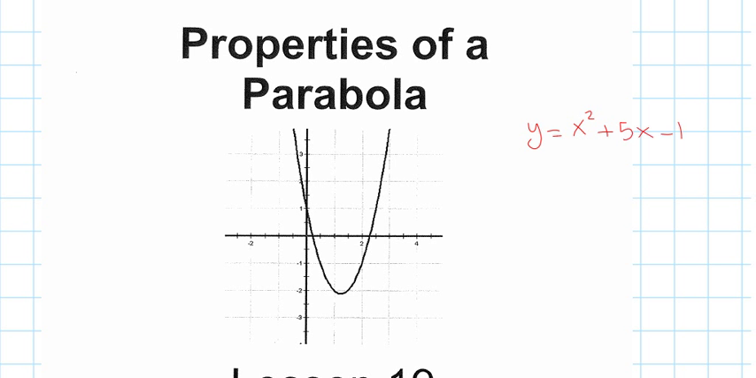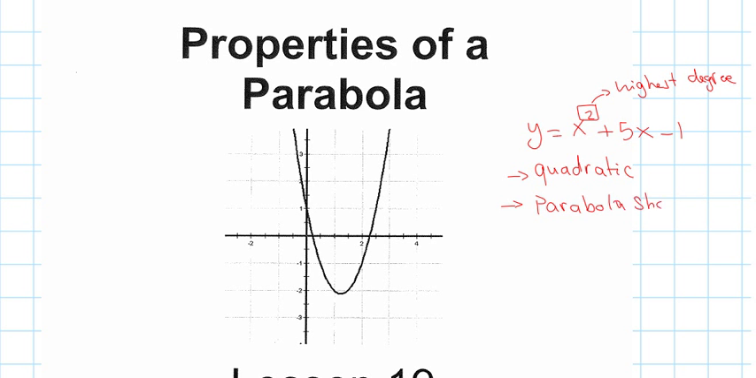Because the highest degree here is 2, right? That's the highest degree that we have. We call this function quadratic. And the graph of that function is going to have a parabola shape.